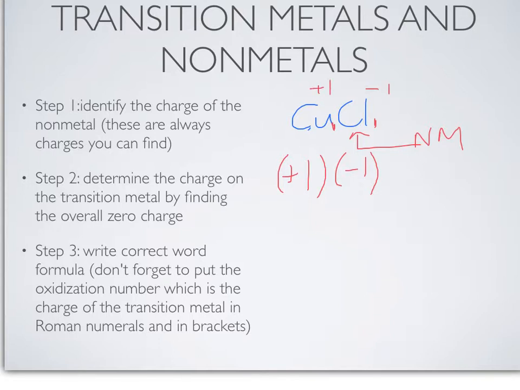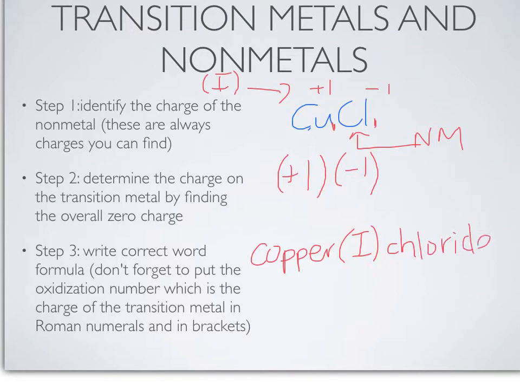So I look for copper +1 on my sheet, and that tells me that I'm copper, 1 Roman numeral, because I'm a +1 charge, and I'm not chlorine, I'm chloride. So important things to note, I have my transition metal, I have my Roman numeral, and I have my nonmetal with the -ide.